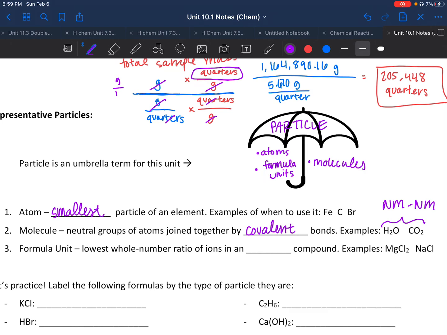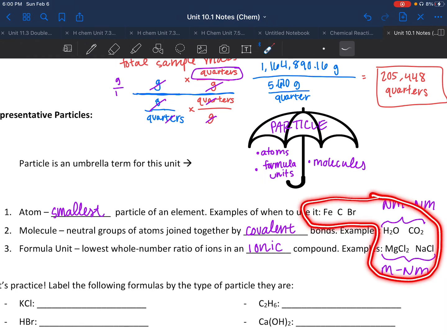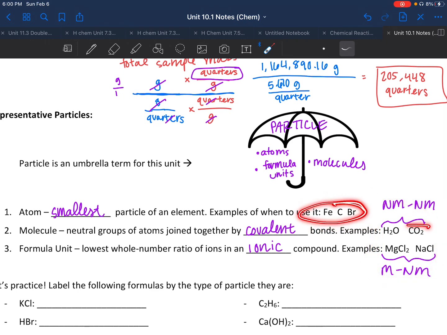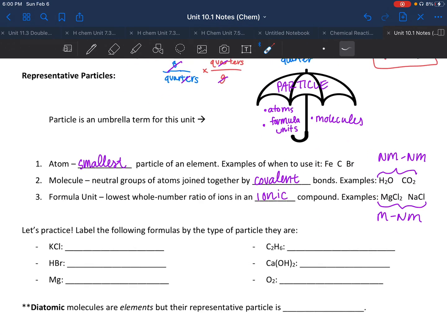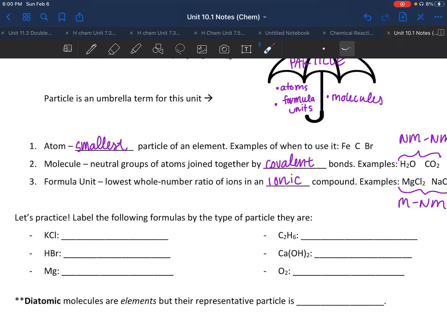And then our formula units, those are going to be our ionic compounds. So how do we identify those? Well, you'll see that you have a metal bonded to a nonmetal. So you guys should be pros at this by now. The biggest thing is that all of these things we just talked about are particles, except they have specific terms now: atoms, molecules, formula units. You do need to know how to do this, so let's practice, all right? Feel free right now to pause and work on this. When you either get stuck or want to check your answers, you can fast forward.